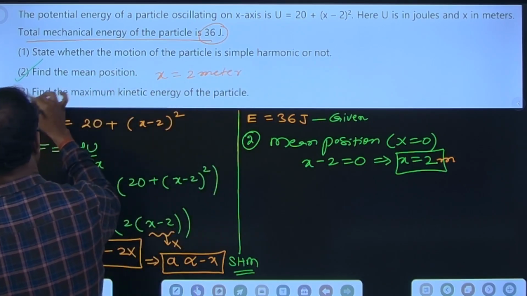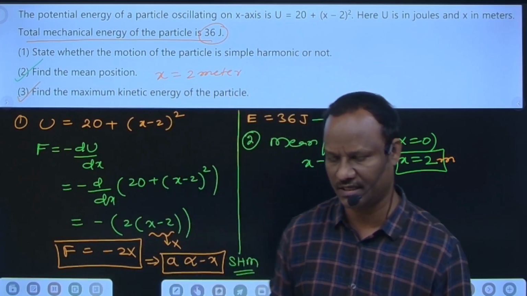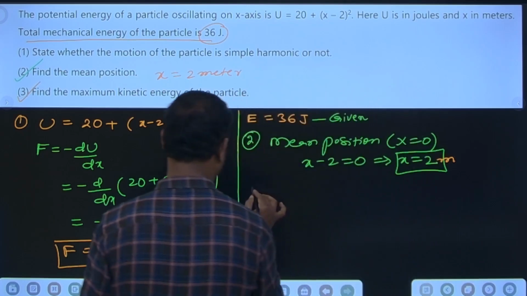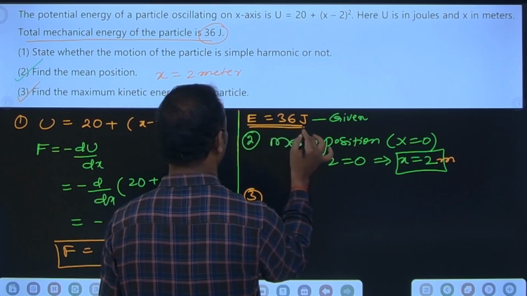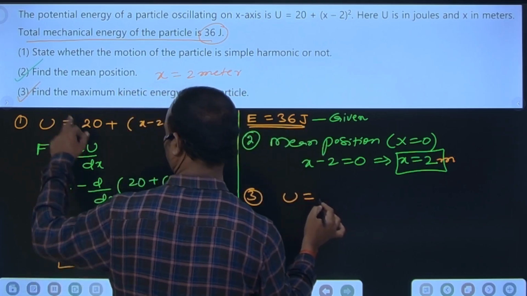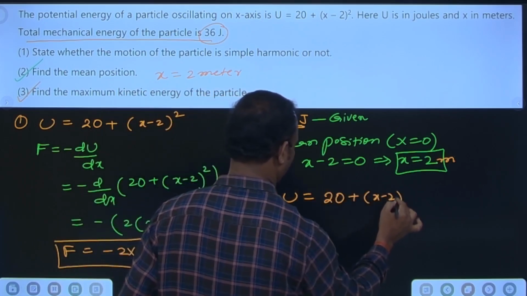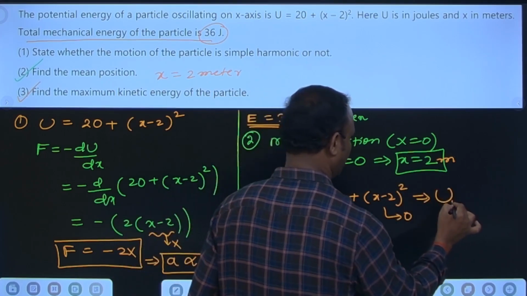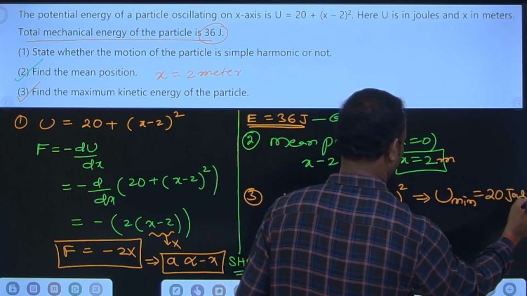Next, find the maximum kinetic energy. To find the maximum kinetic energy, you should know the minimum potential energy. The total energy is given. Potential energy U is equals to 20 plus (x minus 2) whole square. At the mean position this term is 0, so U minimum is equals to 20 joule.